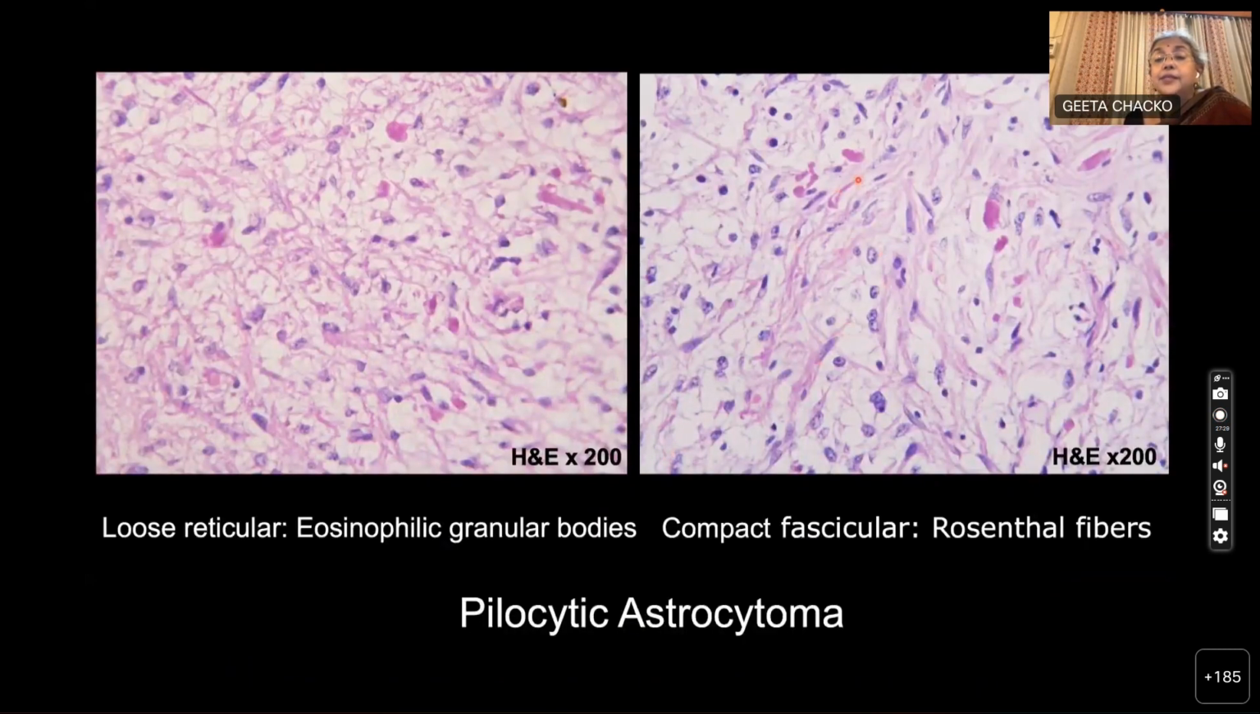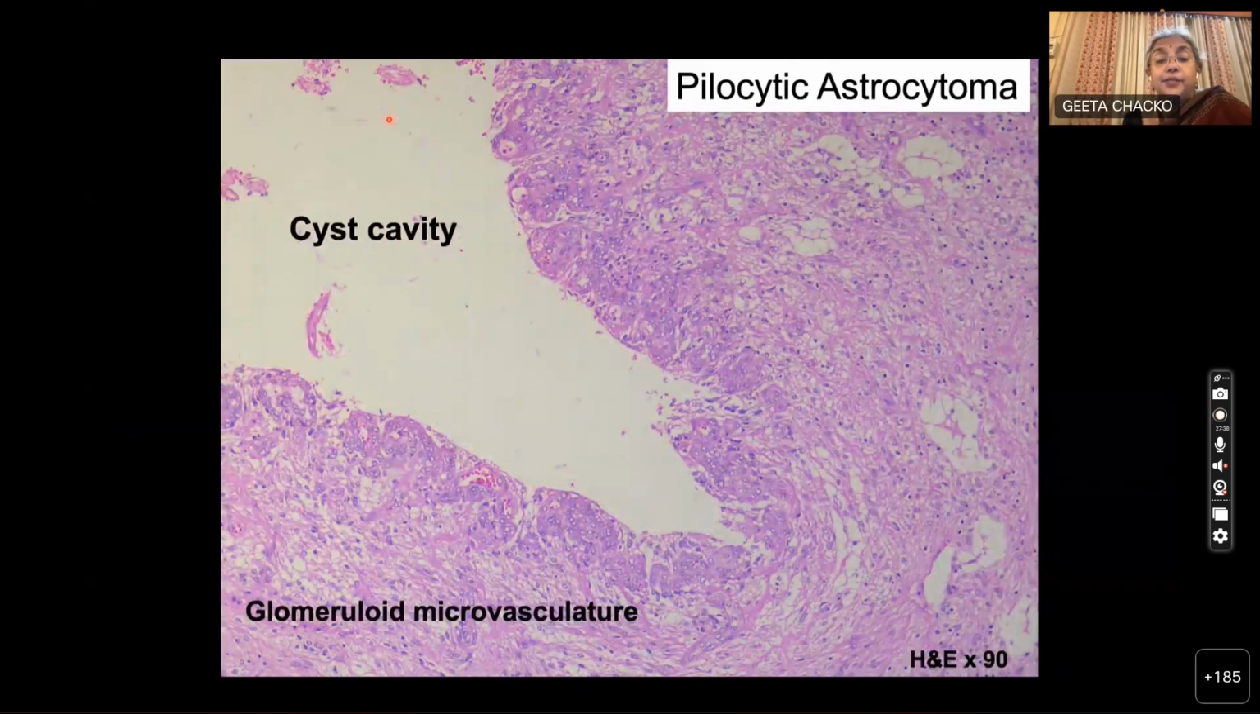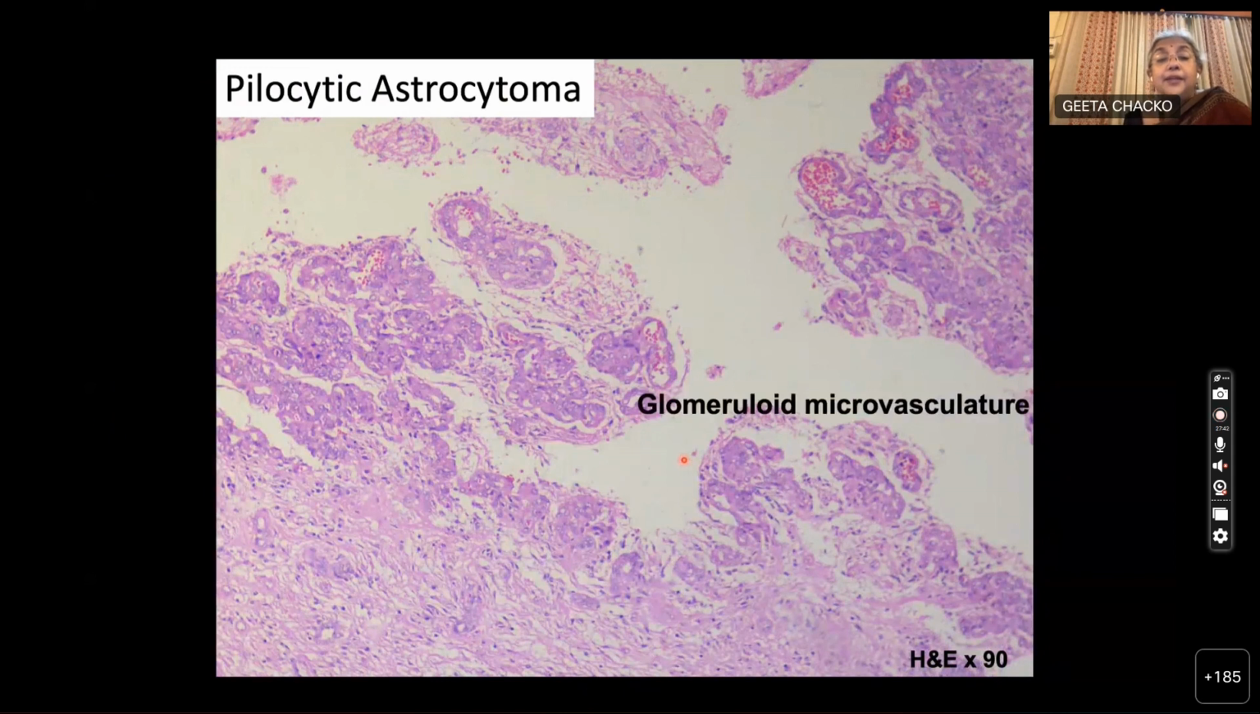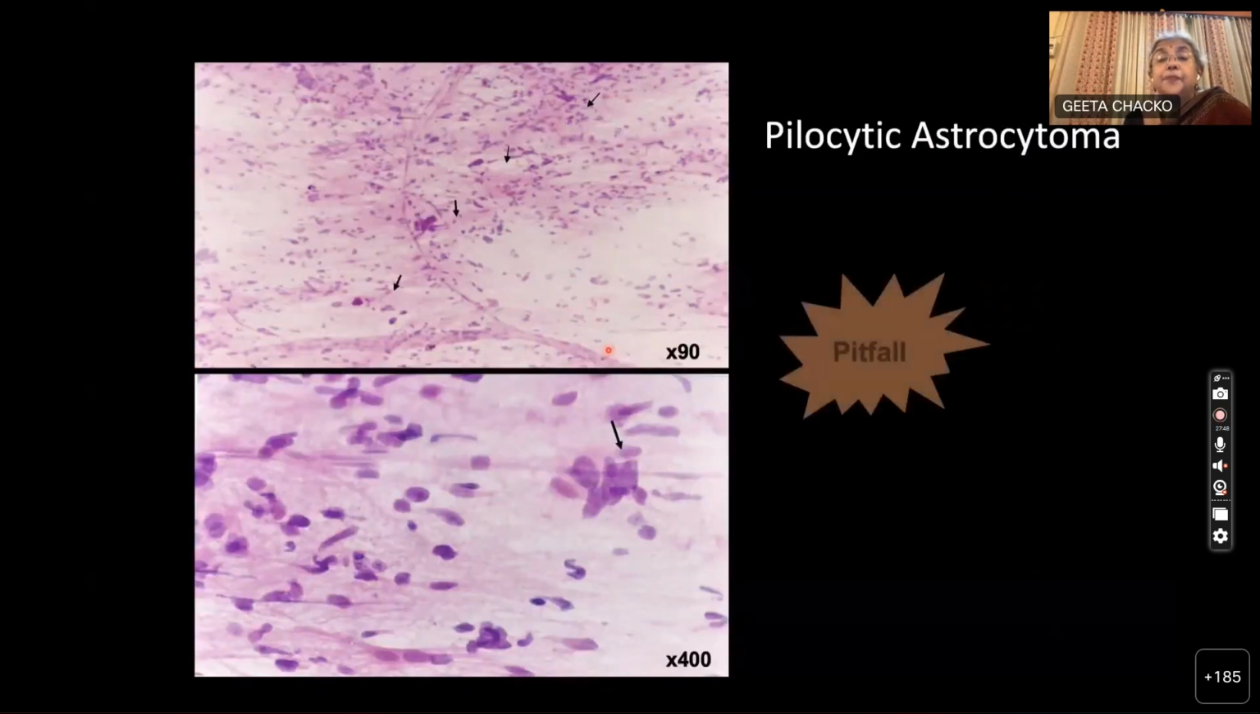And here again you can see the two areas, the compact fascicular with the Rosenthal fibers and the loose reticular with the eosinophilic granular bodies. This glomeruloid vasculature, like I told you, is typical, and this is a higher power to show you how these vessels form almost like glomerular structures. Now, one thing that you have to bear in mind is sometimes you see a degree of pleomorphism.